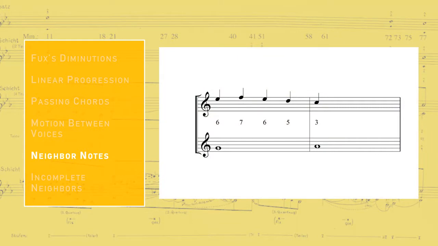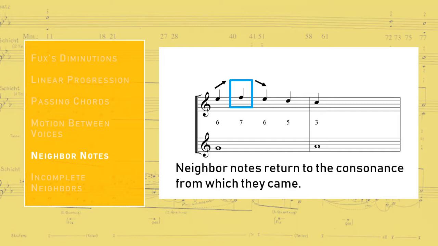Here is a measure of third species that includes a dissonant neighbor note on beat 2. The dissonant F is approached by step and left by step in the opposite direction. This is different than a passing tone, which would have continued to a consonance in the same direction. Neighbor notes always return to the consonants from which they came.